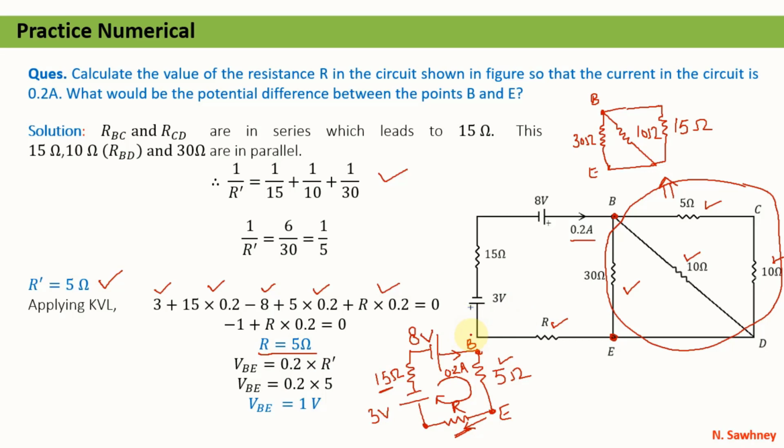Now we can calculate the potential difference across BE also. Look carefully, potential difference across BE will be V is equal to I into R. I is 0.2 amperes and R is 5 ohm. So simply multiplying, we will get the potential difference across the terminals BE is 1 volt.